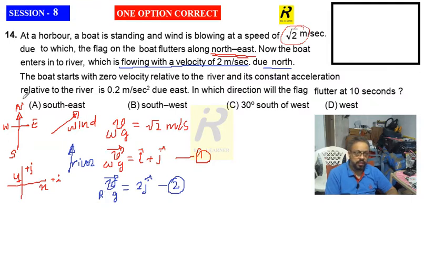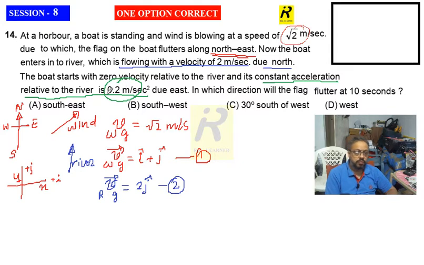Now the third thing is that the boat starts with zero velocity relative to the river. Okay, so the boat starts to move in the river with a constant acceleration. You must point out this one, relative to the river, at the rate of 0.2 meter per square second. This is the acceleration of the boat with respect to the river.